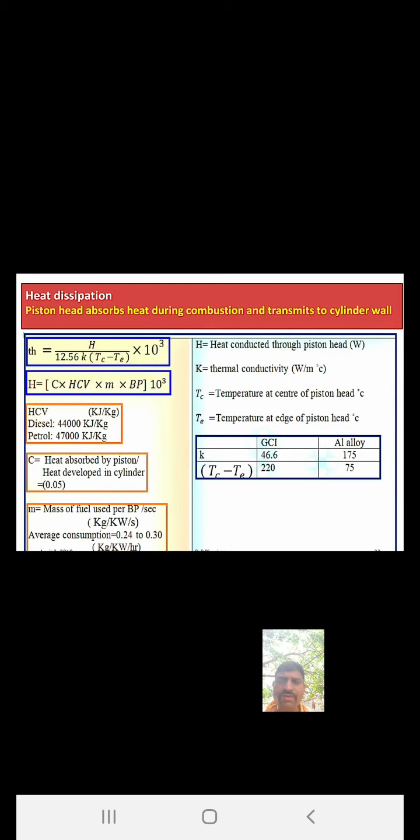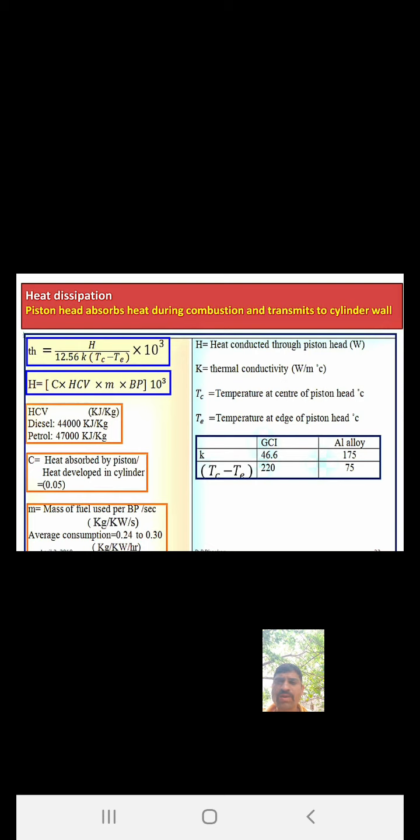Or you can use that formula: Th = H divided by 12.56 k into bracket (Tc minus Te) into 10 raised to 3. There is one derivation given directly. I have told that the piston head absorbs the heat during the combustion and transmits it to the cylinder wall. And what is the capital H? Capital H is the heat conducted to the piston head.